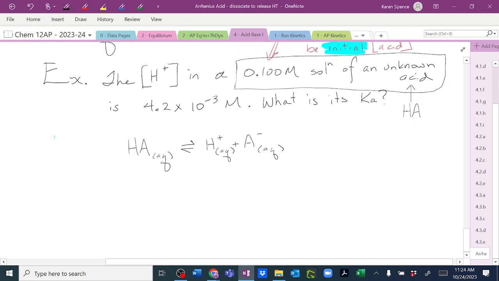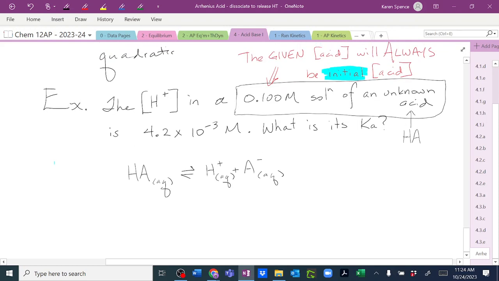So if you've got that, you want to think, what tool will I be using? We have been given an initial concentration. No. The hydrogen ion in 0.1 molar HA is 4.2 times 10 to the minus 3. So the hydrogen ion concentration, yes?